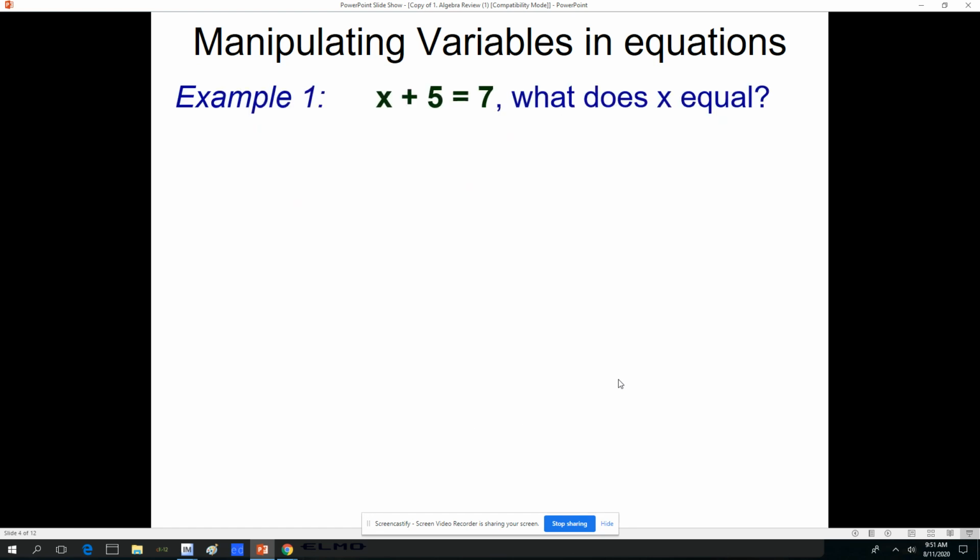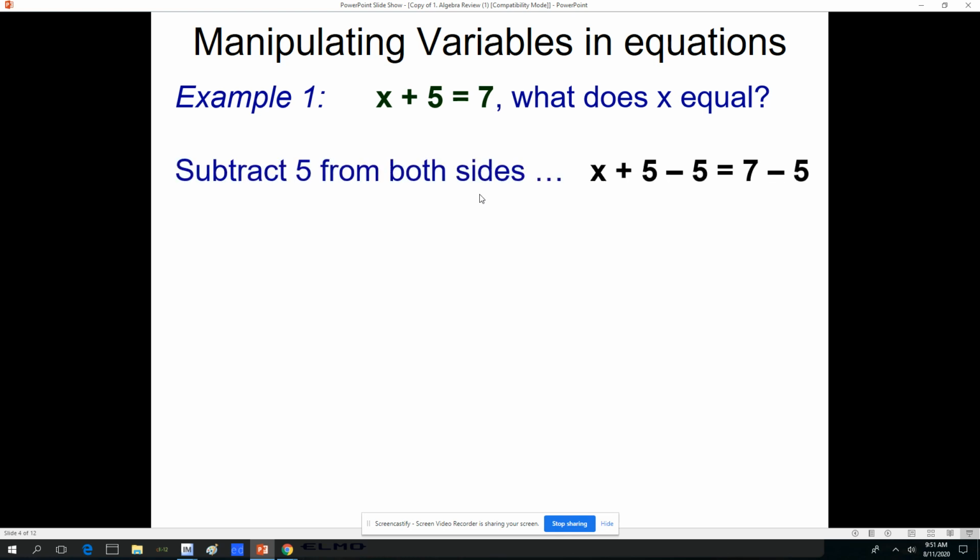Okay, so how do we do that? Here's an example of a very simple equation: x plus 5 is equal to 7, and we're interested in the variable x. What is the value of x? Well, you probably know that. All I need to do is get rid of the 5. What I do to one side of the equation, I have to do to the other side. How do I get rid of the 5? Well, if I'm adding 5, I could subtract 5, but I have to do it to both sides of the equation. And what ends up happening is 5 minus 5 is 0. I get x by itself.